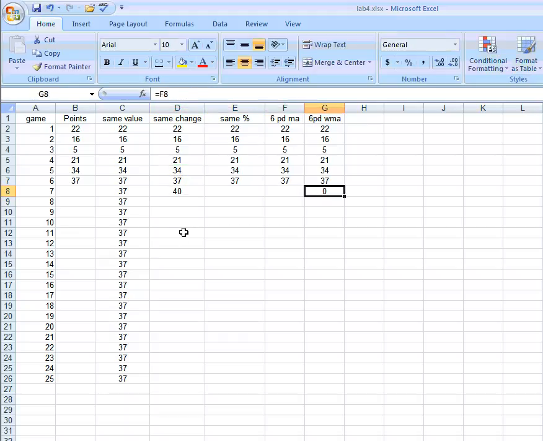And it kept filling that in anyhow. Copy that formula down.